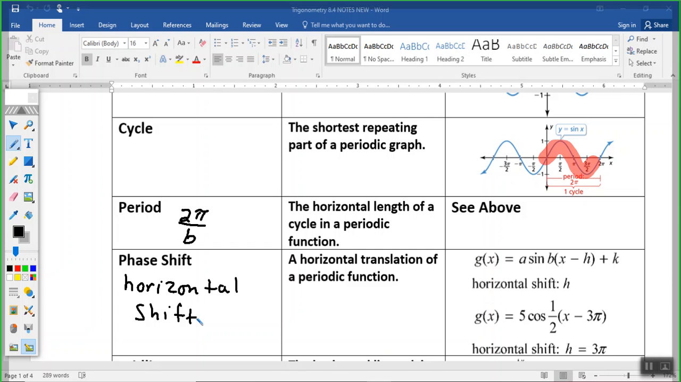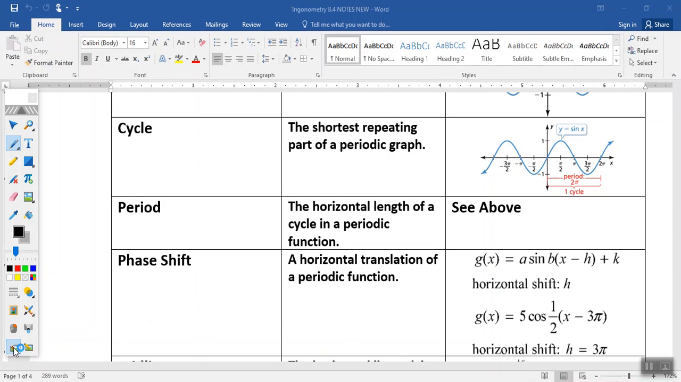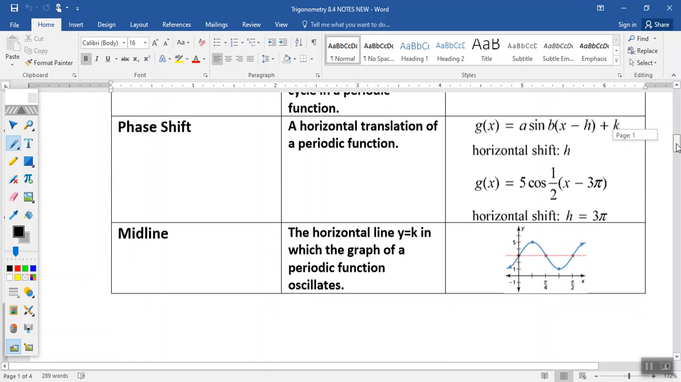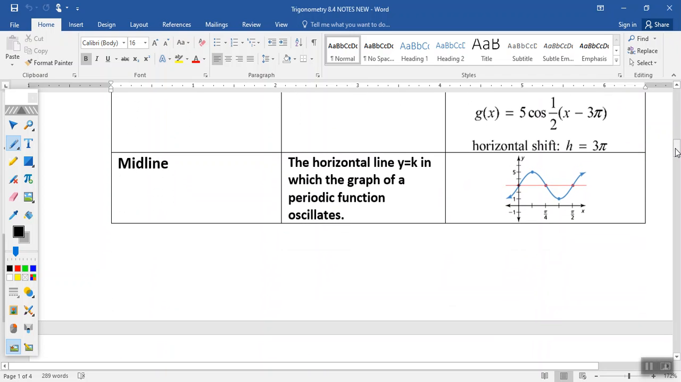Don't lose sight of this. In this next one, have you guys got everything written down? Because it's going to kind of go away at times. So right here, the horizontal shift, they tell you h is what? 3 pi. And this would be what direction then? To the right 3 pi units, wouldn't it?